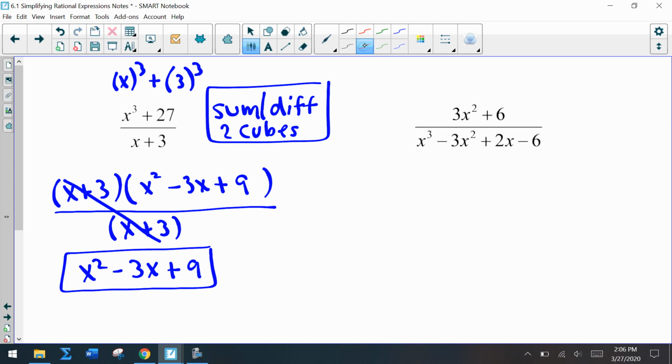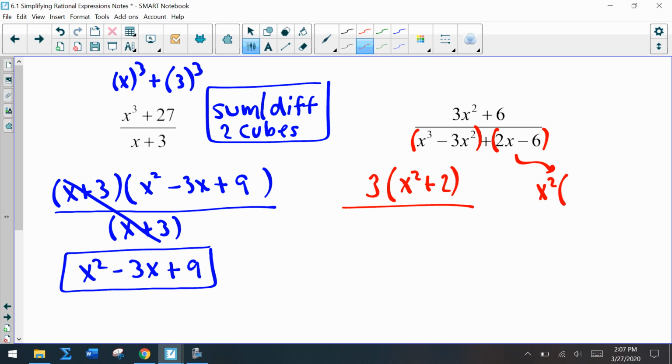Okay, for this next one, notice how in our numerator we can factor out a 3, and we're left with x squared plus 2. And in our denominator, we have 4 terms. How would we want to factor those 4 terms? Grouping. I'm going to do the grouping over here so it stays away from that other work. If I take out an x squared, I'm left with x minus 3. And then I could take out a 2 and be left with x minus 3.